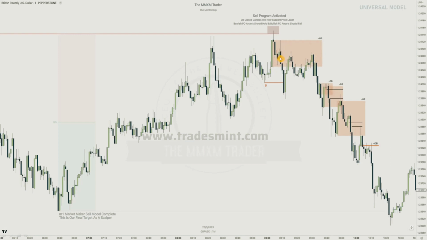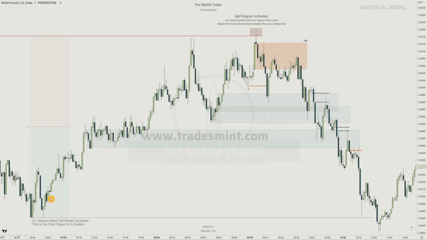And we can see that over here. Bullish candles over here are now a bearish order block. Another bearish order block here with a fair value gap. Another bearish order block. Another one. And lastly here we got that fair value gap again, and it keeps declining lower and lower and lower. And you can see all up close candles are supporting price to go lower.